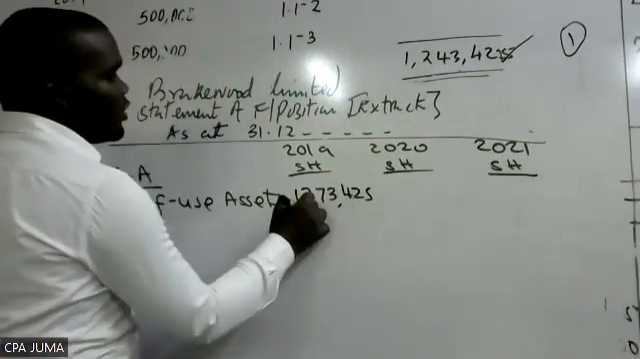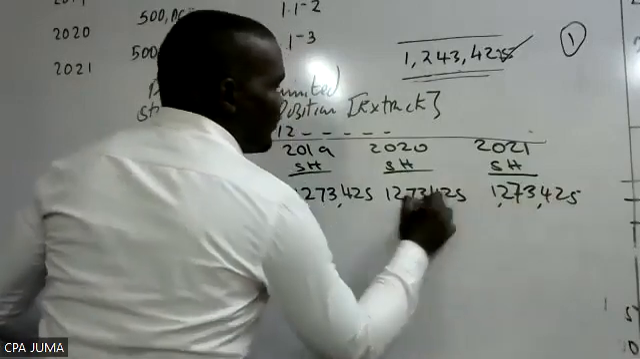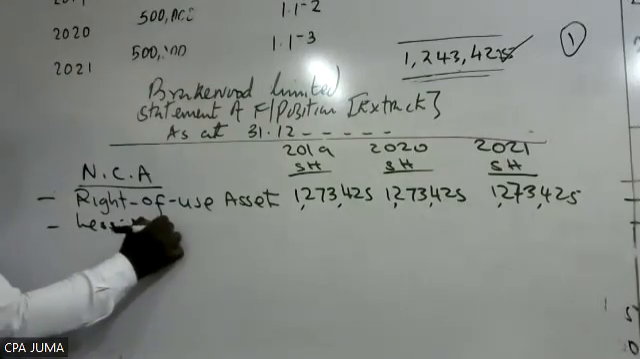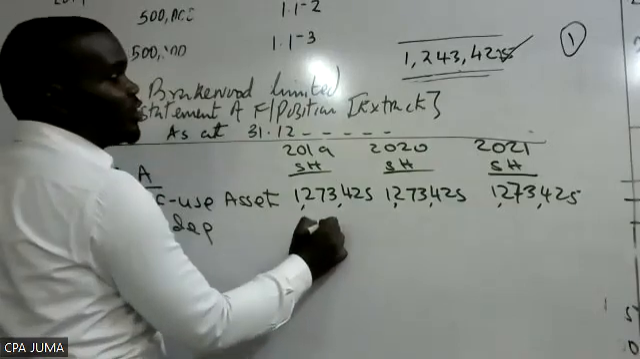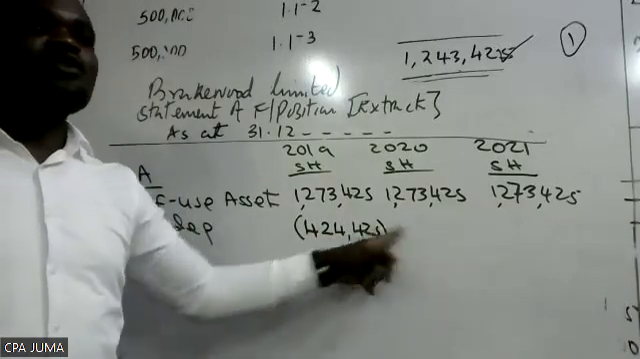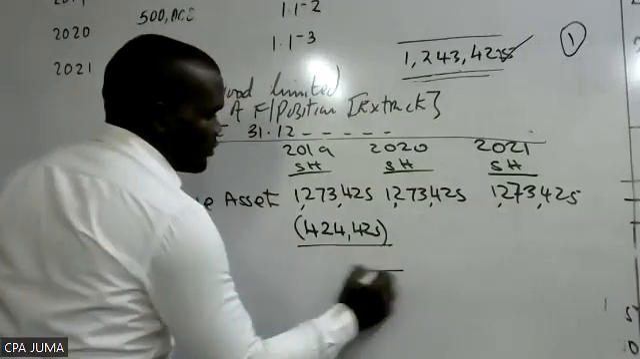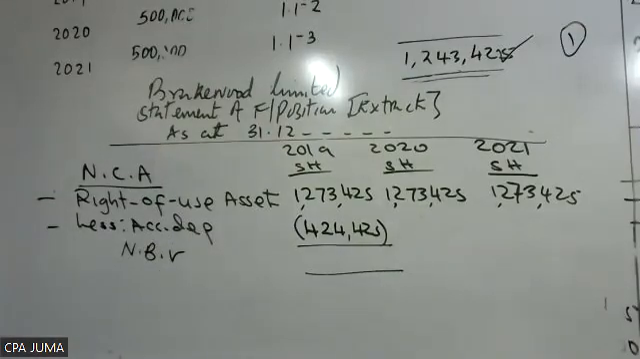1273, 425. However, you should record assets at net book value. So to get net book value, you less accumulated depreciation every year. So here, depreciation year 1 was 424, 425. Kindly accumulate for me this. Add, so just move by 2, then by 3. So accumulate for me this depreciation. Then what you get is the net book value.